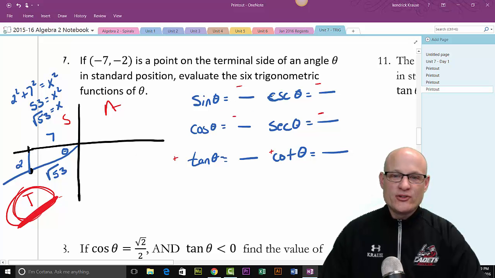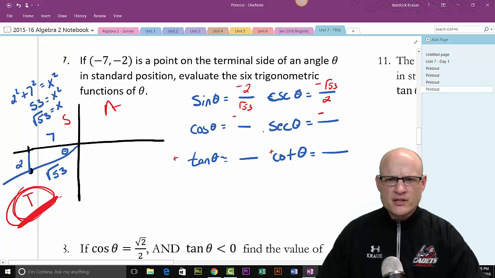Sine is 2 over radical 53. Cosecant is radical 53 over 2. Cosine is 7 over radical 53. Remember, it's negative. And secant is negative radical 53 over 7. This one's not bad. Opposite over adjacent is just 2 over 7 or 7 over 2.